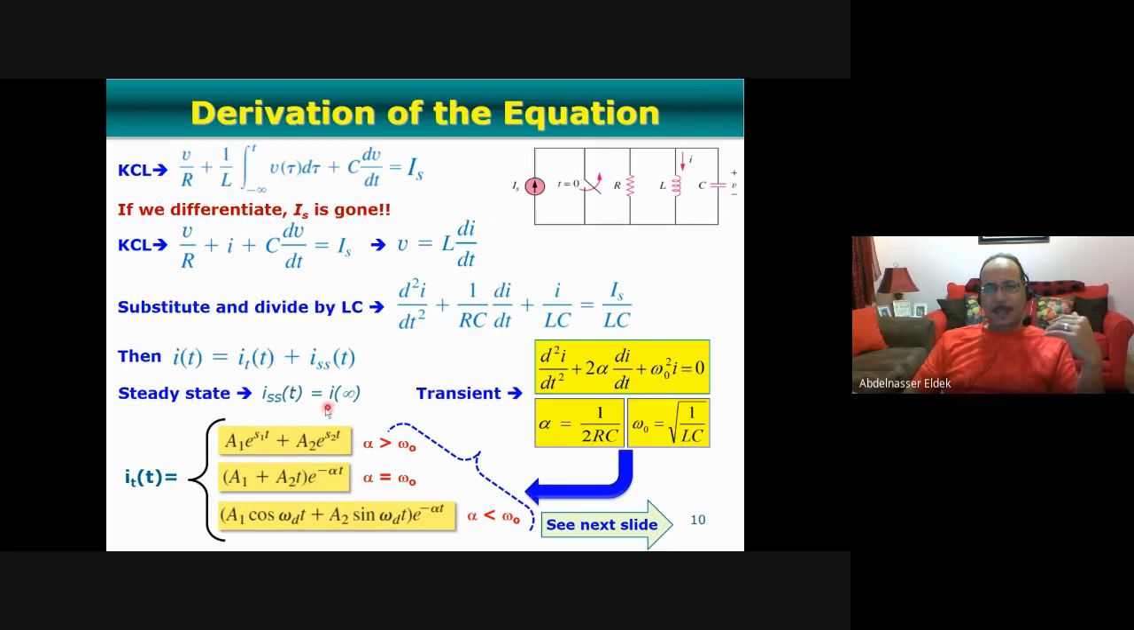The steady state is the current at infinity. So for example, in this circuit at infinity, the capacitor is open circuit, the inductor is short circuit, so it will short the resistor, then all IS will go through the inductor. So the infinite current here is this IS. Then what we need to do is just calculate both steady state and transient and add them. This will be the current.